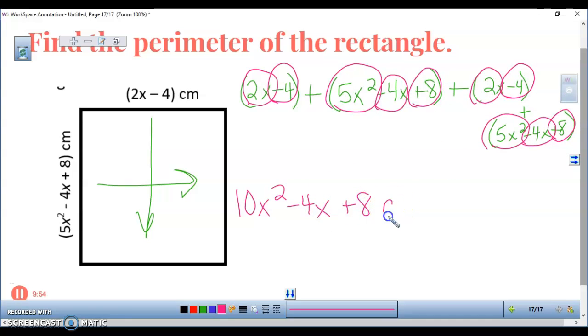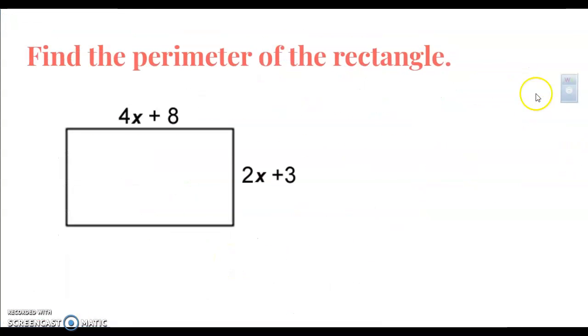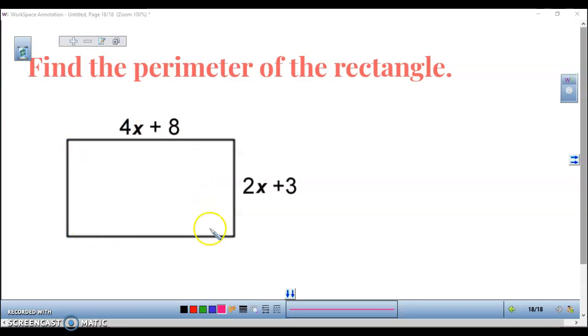This does need a unit, centimeters. It is not squared. I did not multiply anything. I'm just adding all the way around. So to find the perimeter, you add all the way around. You just add each expression and combine like terms. Let's practice one more. Like that, you may be able to just visualize this.